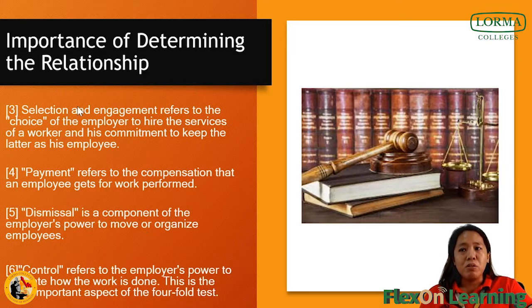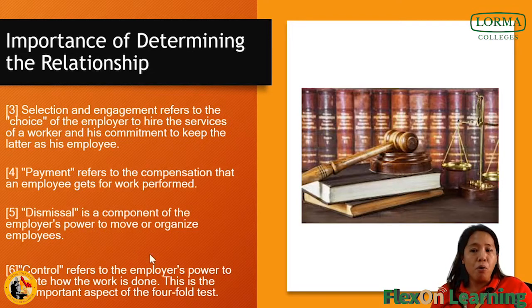Do you receive payment for the work done? Is there selection and engagement? Is there dismissal? Does the employer have the power to dismiss employees? Does the employer have control over the employee? These are what we call the fourfold test, conducted to determine whether there is a relationship. And just one of them can already prove that there is a relationship between the employer and employee, and it determines that person an employer.